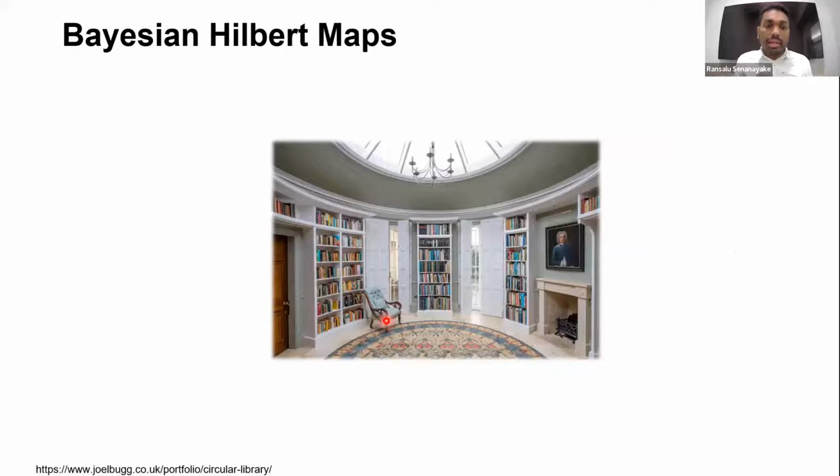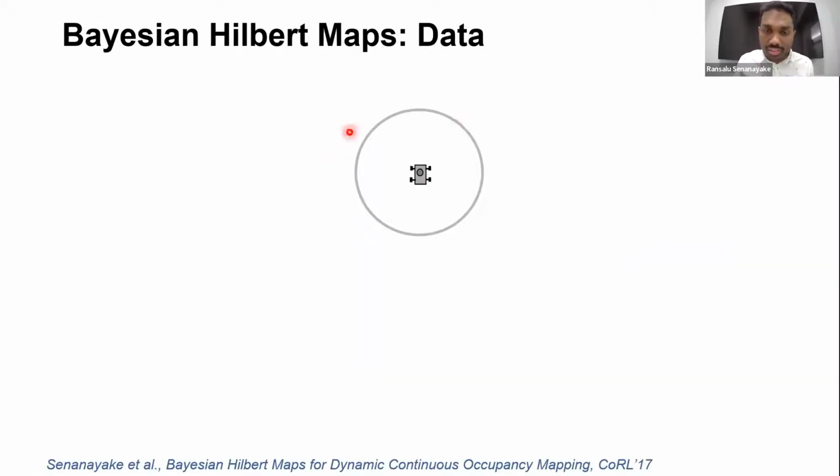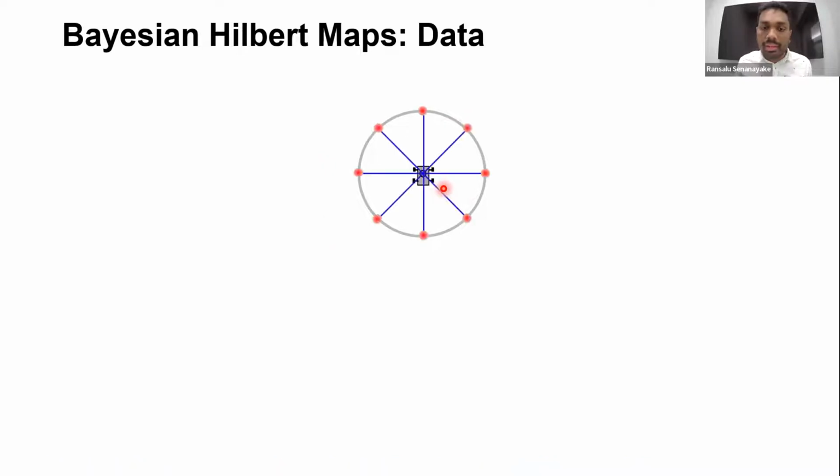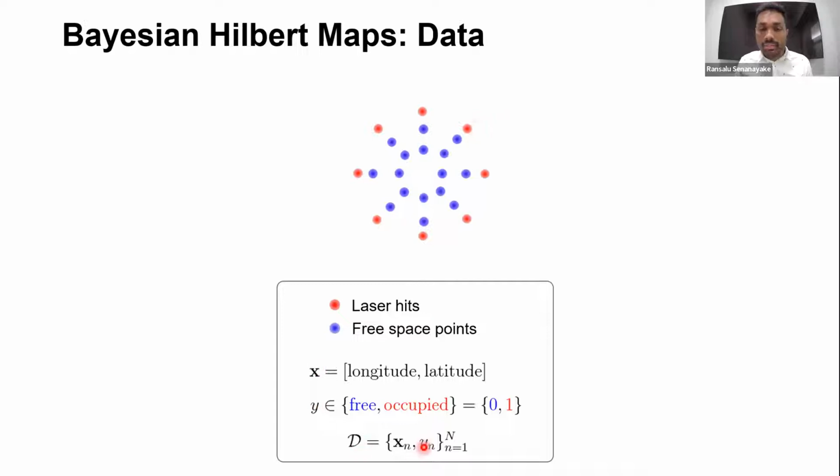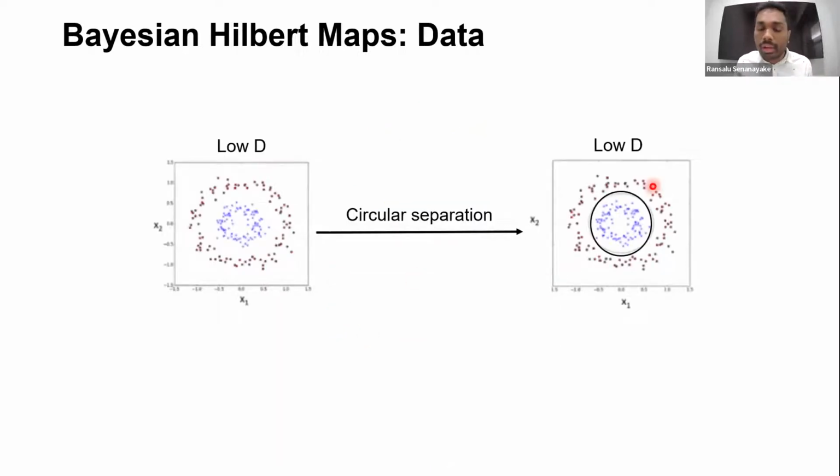For that, let me introduce the Bayesian Hilbert mapping framework. For simplicity, I consider a circular building. We have a circular building and a robot in the middle, and it has a LiDAR, which can measure the distance to nearby walls. So I sample some data points in between the robot and the LiDAR points, and from that, we can create a data set. So we have laser hits and free points. And our objective is to create this kind of circular boundary. If we use a simple linear model, we cannot really get this kind of circular boundary.